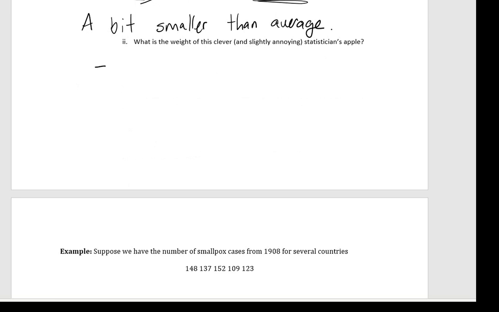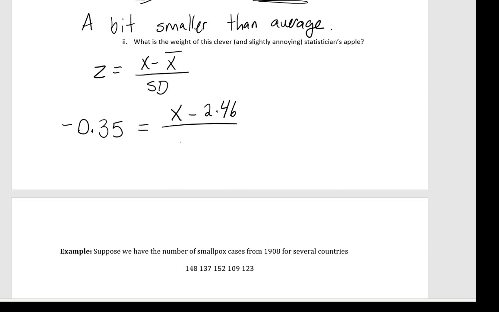Now we want to know, what is the weight of this apple? So we know that z equals x minus x bar over the standard deviation. So we know what z is. It's negative 0.35. We don't know x, the weight of the apple, so it's going to stay as an x. And we do know the average, which is 2.46, and then we're going to divide by the standard deviation. Now when we're solving for x, we need to get rid of that denominator first, so we're going to multiply both sides by 0.38.